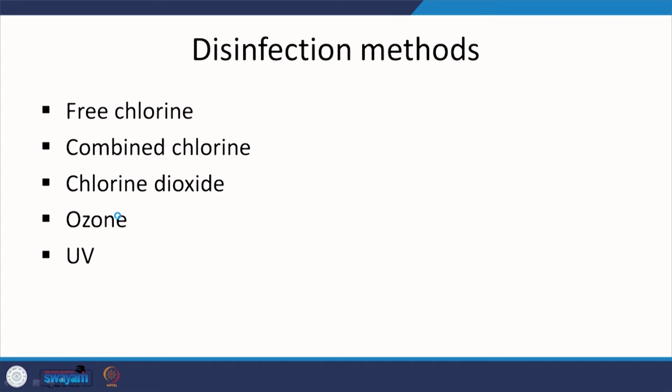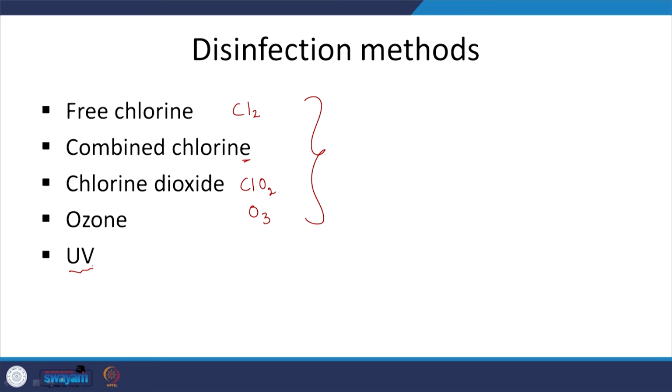So, different disinfection methods. Free chlorine, combined chlorine, we look at that, chlorine dioxide, a strong oxidizing agent, ozone, a remarkably strong or the strongest oxidizing agent among these chemical oxidizing methods or chemical oxidants, let us say, and UV, ultraviolet disinfection. So let's look at the aspects.